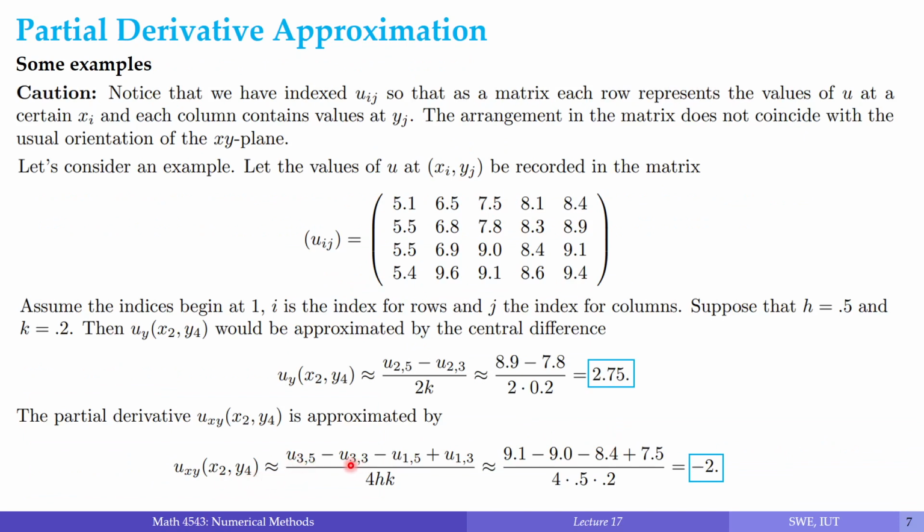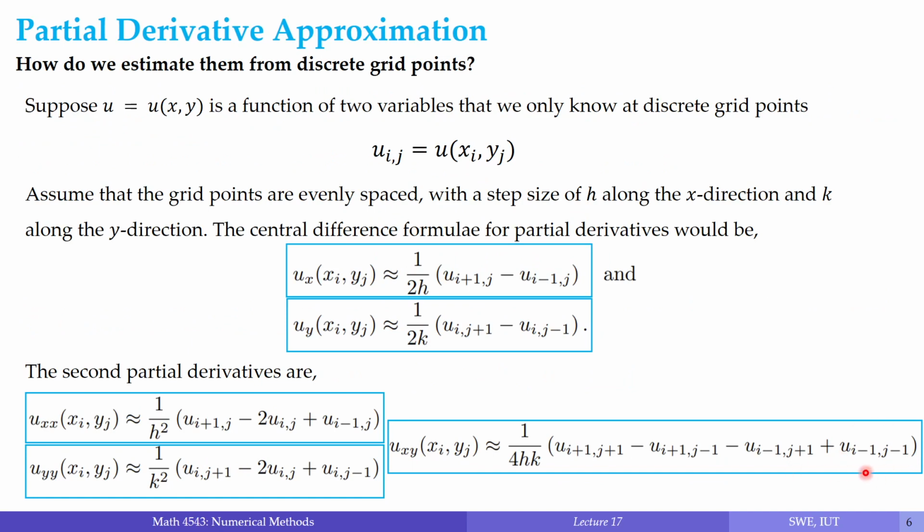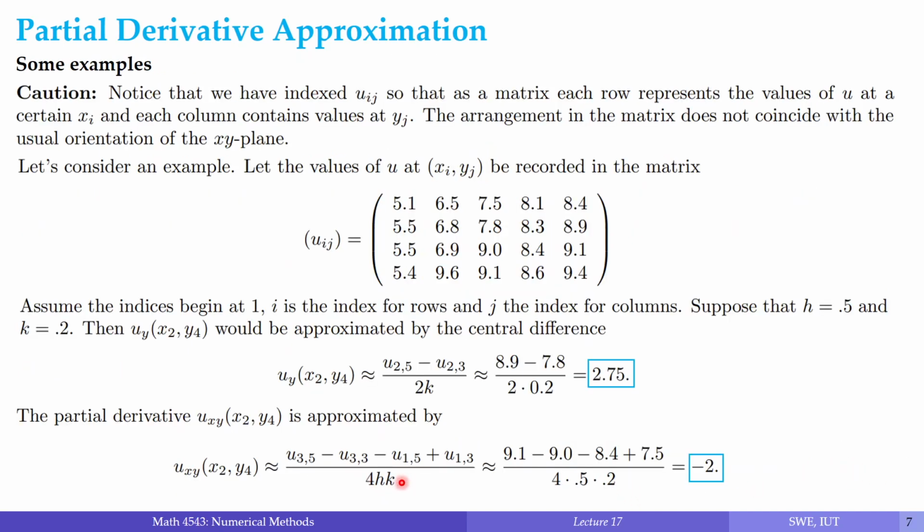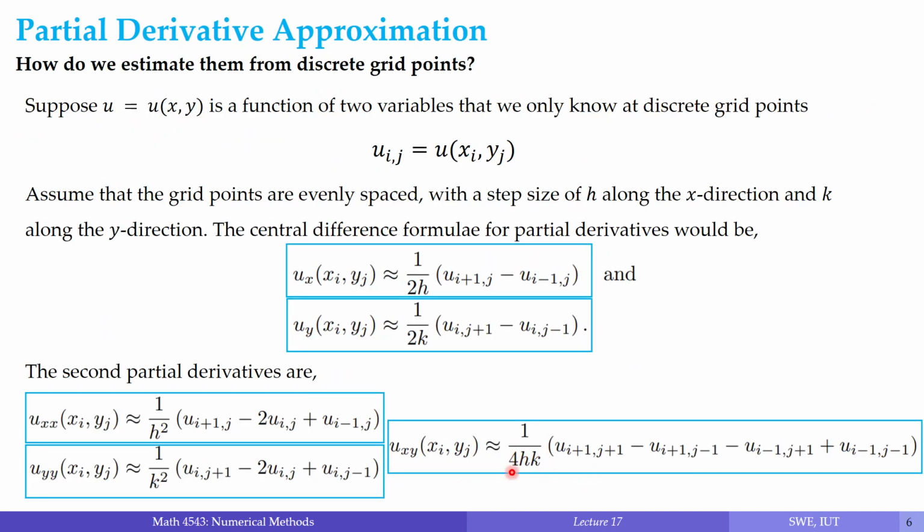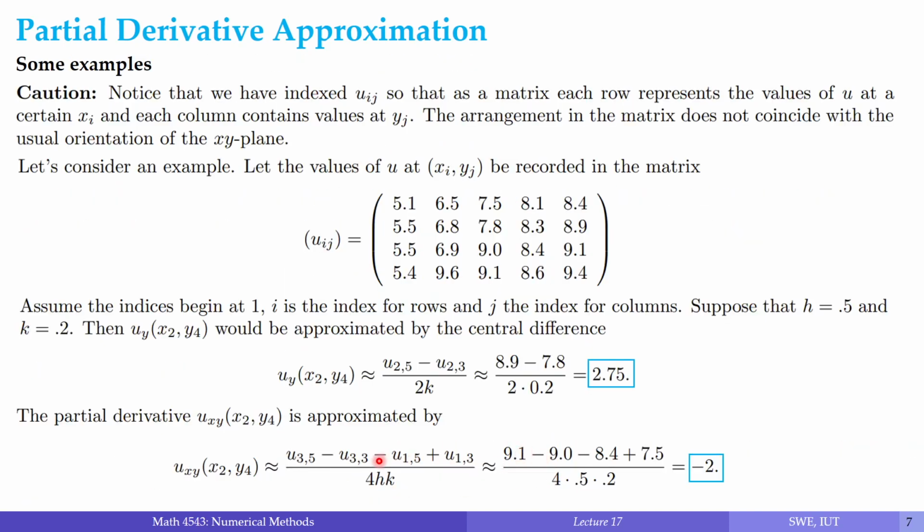This thing over here is i plus 1, j minus 1. This thing over here is i minus 1, j plus 1. And this 1 comma 3 is essentially i minus 1 and j minus 1, exactly equal to this formula over here. And at the denominator we have 4 times h times k, because we had that over here as well. And just get the respective matrix entries.